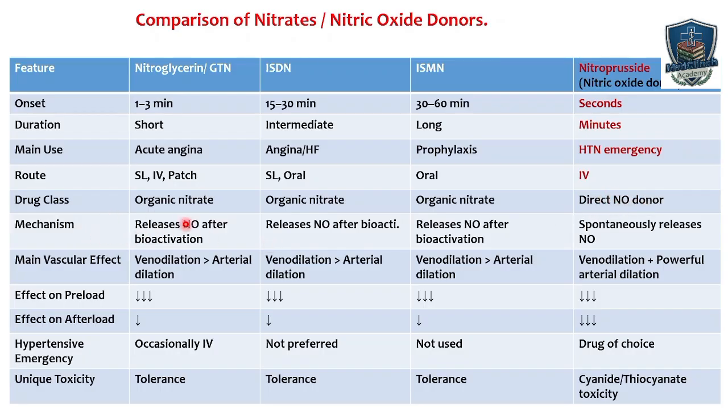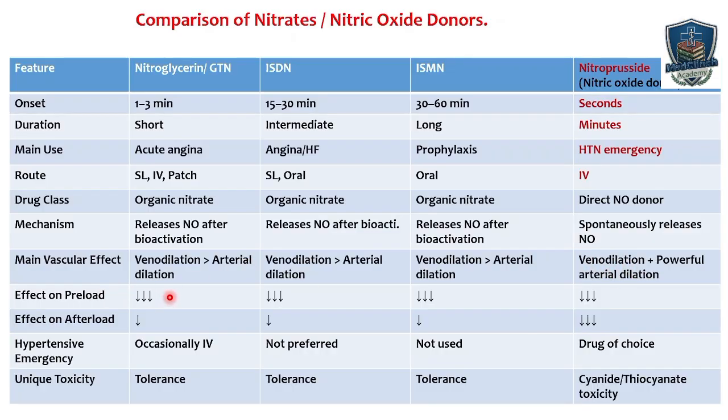When it comes to mechanism of action, we know that all of them release nitric oxide, but the nitroglycerin, the isosorbide dinitrate, and the isosorbide mononitrate release nitric oxide after bioactivation, whereas the nitroprusside just releases it directly into the circulation. It's a nitric oxide donor. When it comes to main vascular effect, the nitroglycerin always has a greater venodilation effect than arterial dilation. Same with the isosorbide dinitrate and mononitrate. But the nitroprusside causes both venodilation and arterial dilation.